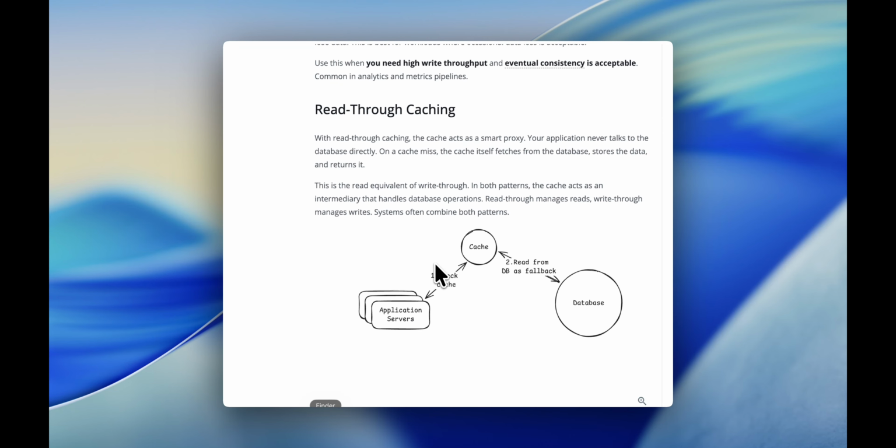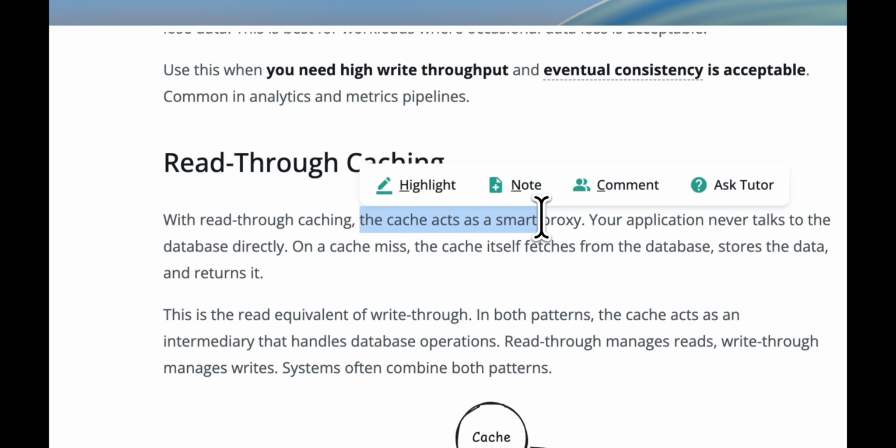then we have the read through caching, and with read through caching, what happens is the cache acts as a smart proxy.